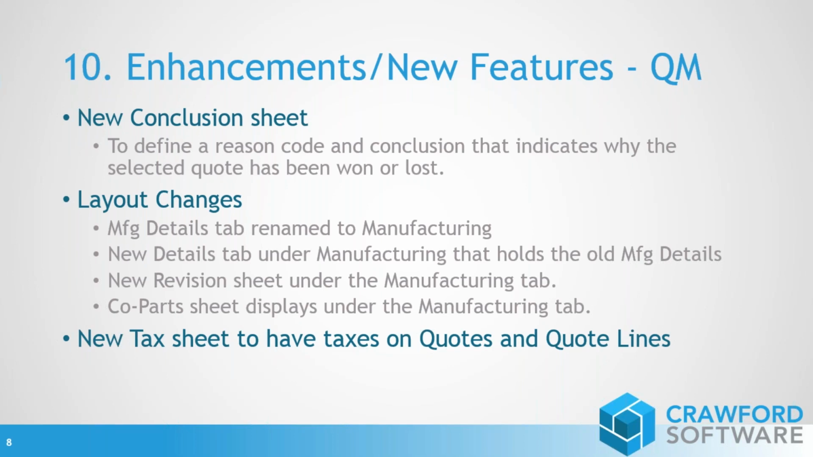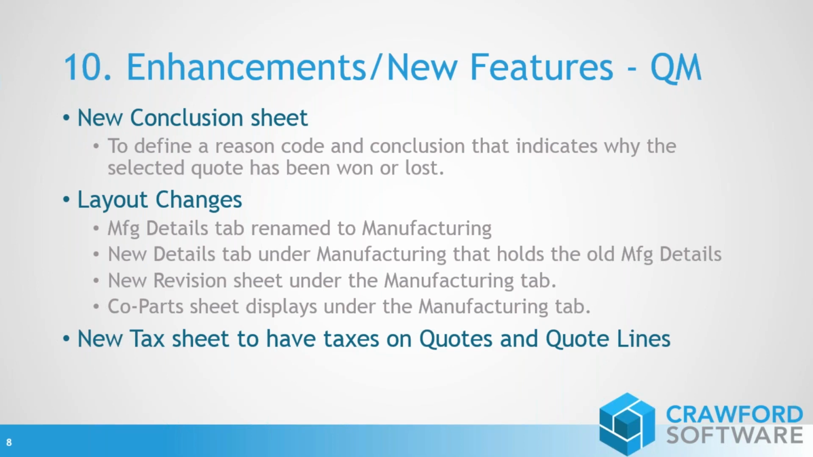Another big change in the quote management is they changed the layout of the quote form, and not the quote form output, but the form on your screen. They removed the manufacturing details tab, as it was called, and made it straight manufacturing. Then they took that manufacturing details that was in the previous release and put that under the details tab, which was under manufacturing, which is now under manufacturing.